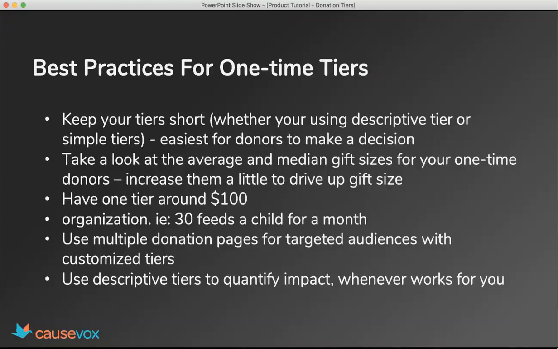One of the things that I think is a really great option to help you drive up gift size is to look at those average and median gift sizes and then just increase them on your donation form by a little bit, like $5. If you're increasing $5 on each gift that comes in, that adds up to quite a bit over time. So I would use your average and median gift sizes to inform your donation tiers when you are setting them up to help you drive higher gifts.